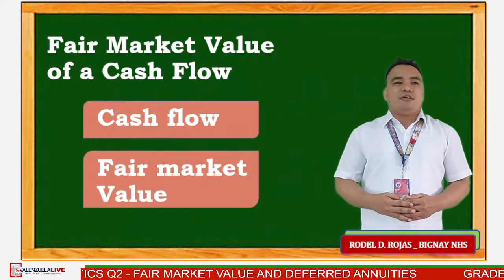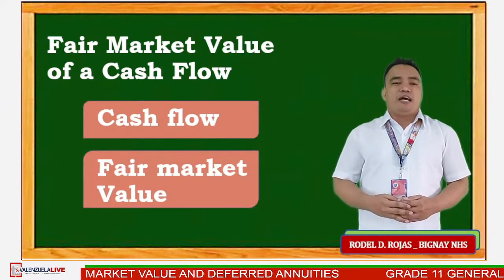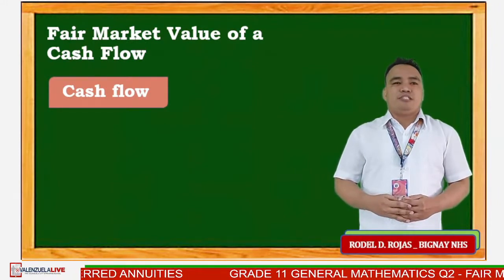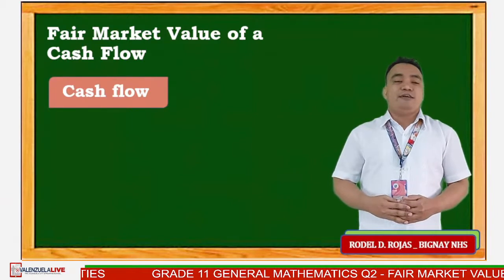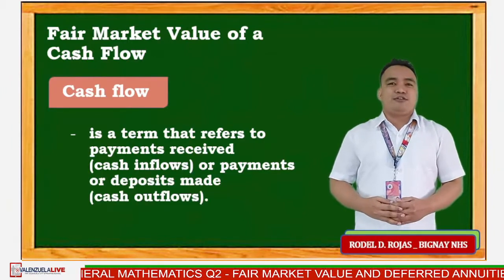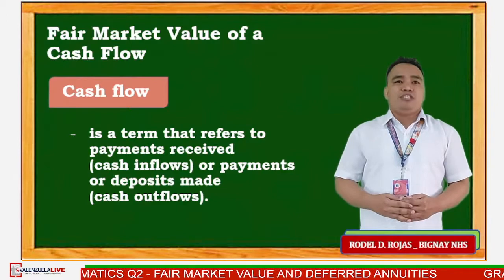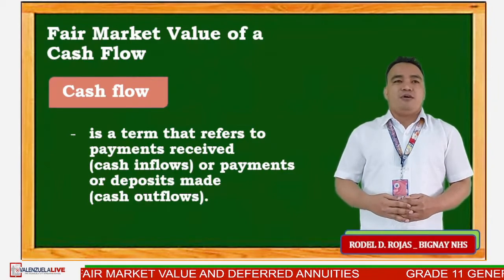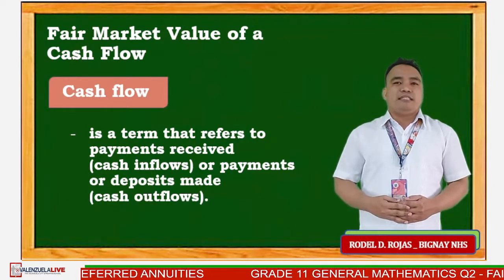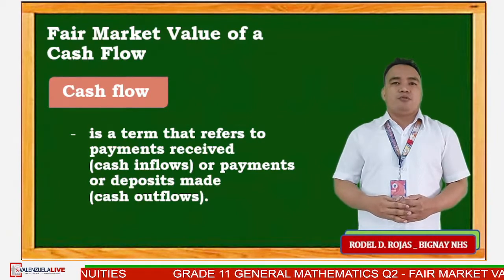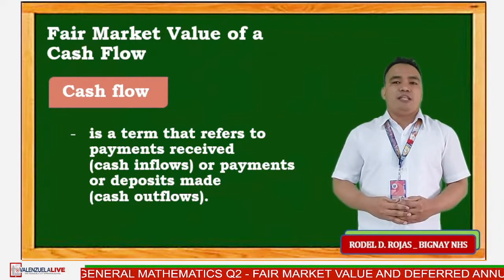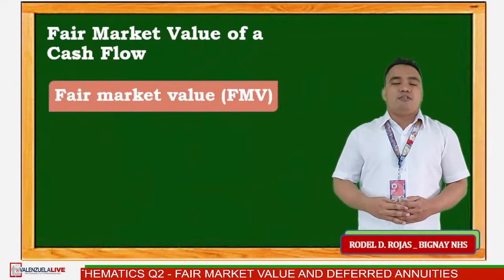This lesson focuses on calculating the fair market value of a cash flow stream on an annuity. Let us define important terms in this lesson, the cash flow and the fair market value. Let's have first cash flow. Cash flow is a term that refers to payments received, which is cash inflows, or payments or deposits made, which is cash outflows. Cash inflows can be represented by positive numbers, and cash outflows can be represented by negative numbers. It is also the amount of cash and cash equivalents being transferred into and out of the business.